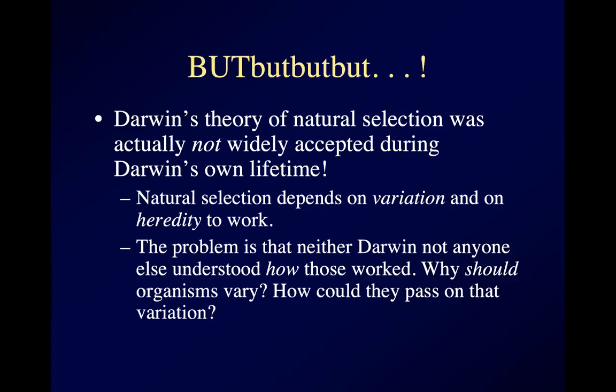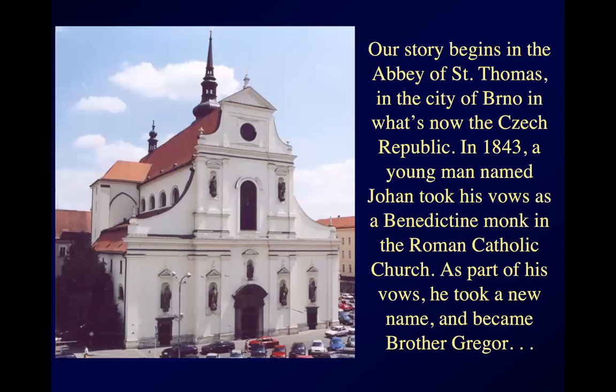And it starts in the Abbey of St. Thomas in what is now the Czech Republic, in the city of Brno. And yes, that is how it's spelled. Czech does not always put vowels where everybody else would. So that city really is called Brno.